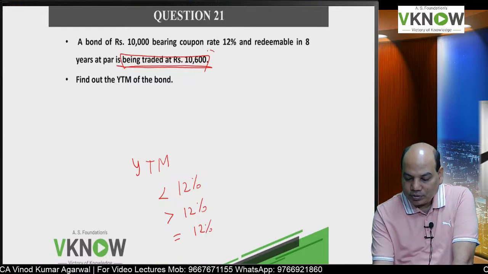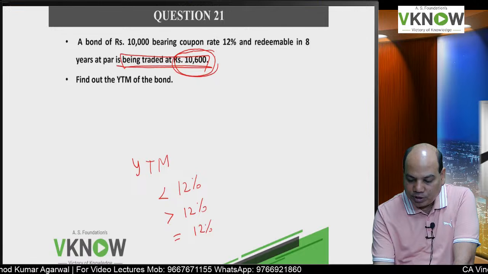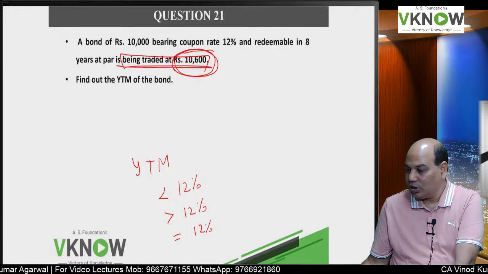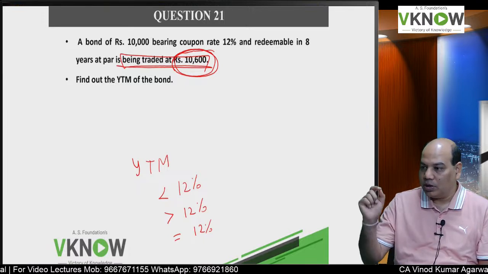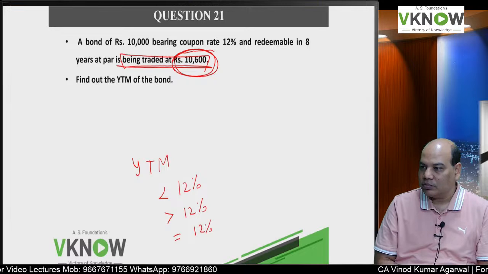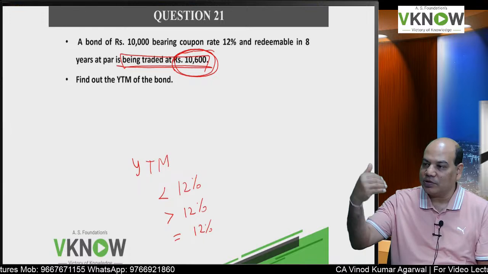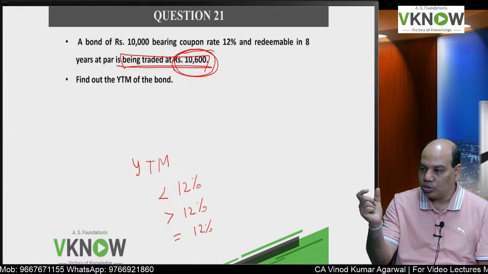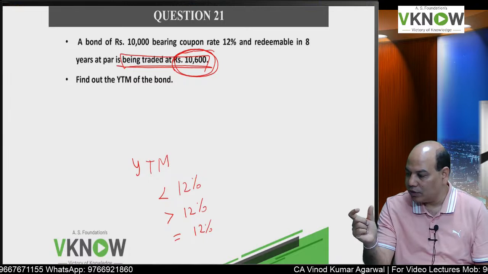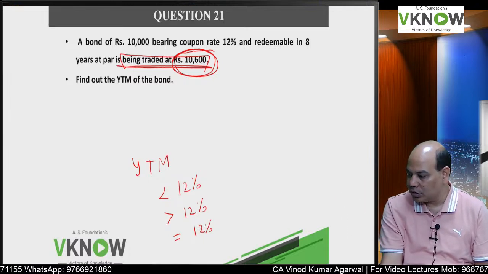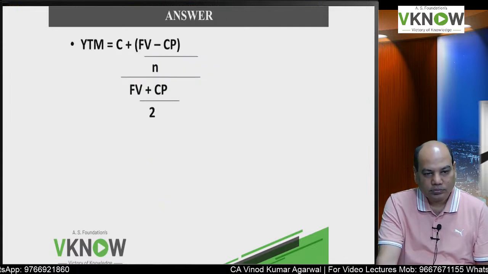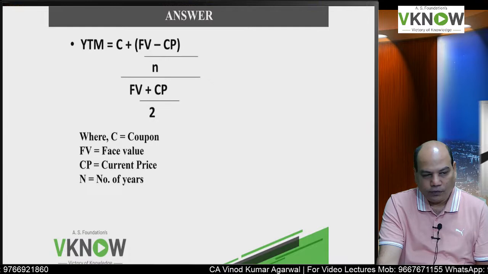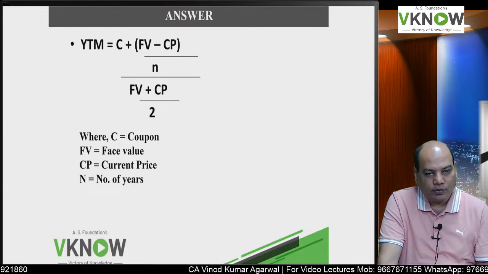If the bond is trading at a premium, your YTM will be less than coupon rate, because if you use a lower discount rate, present value will be higher. So you should get an answer which is less than 12%. Okay, so students are right. So write down the formula first. It's a coupon bond. I can use the formula.